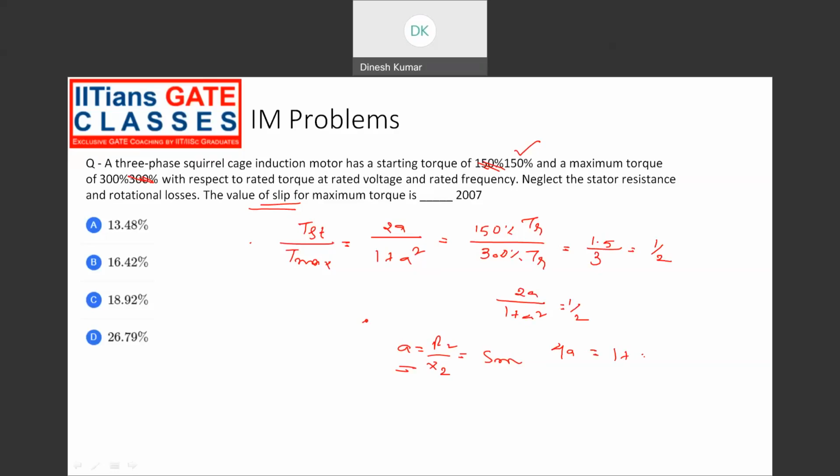4a equals 1 plus a square. a square minus 4a plus 1 equals 0. If I solve this quadratic equation, we get a equal to 0.2679, that is 26.79%. So the answer is option D.